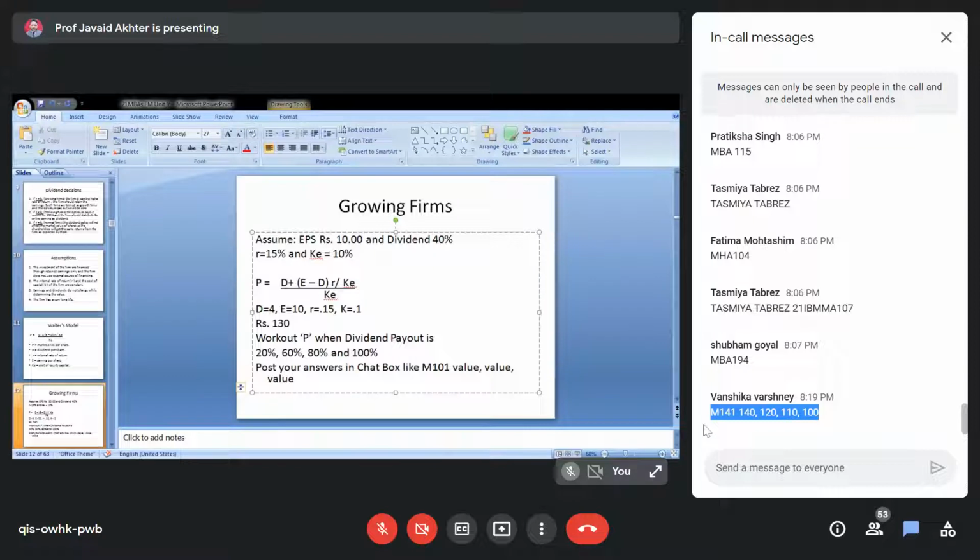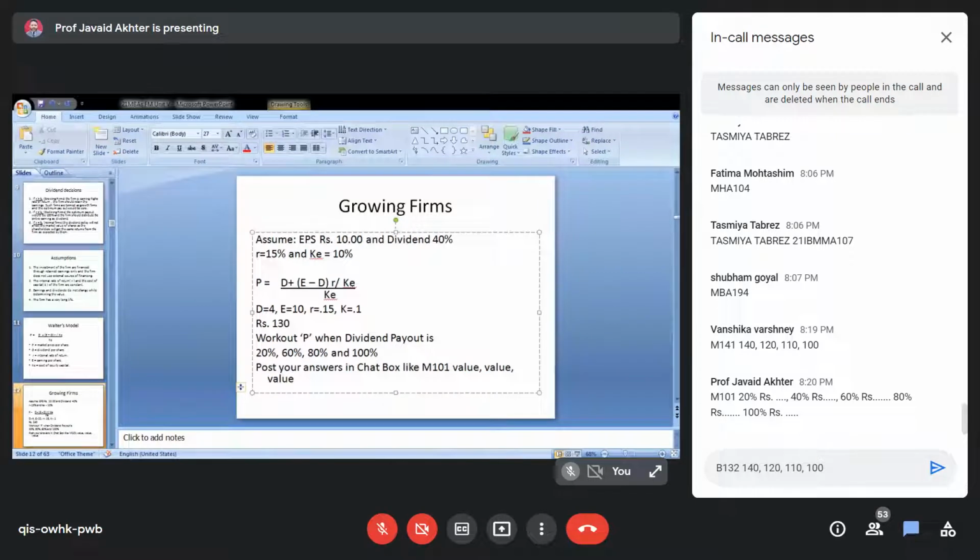20% rupees this, 60% rupees this, 80% rupees this, 100% rupees this. Look at what I have posted. 40% need not be worked out because I have already shown you it is 130.